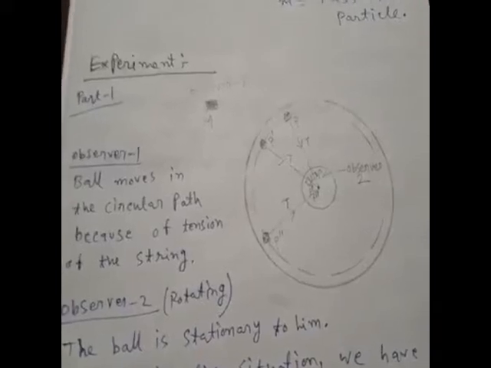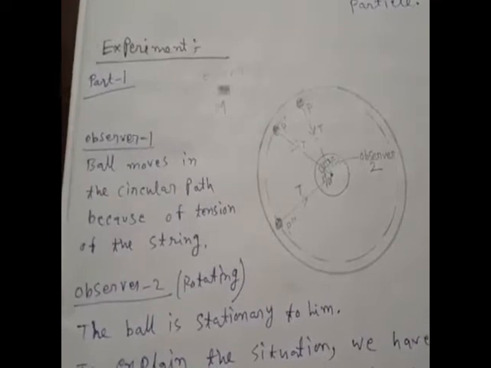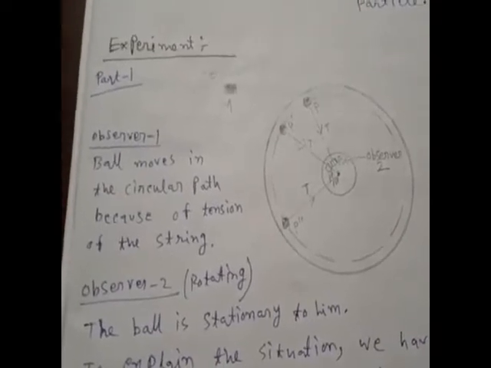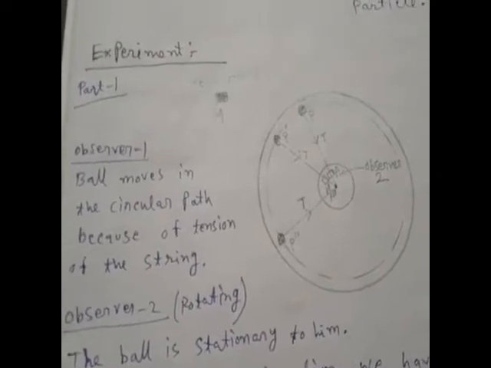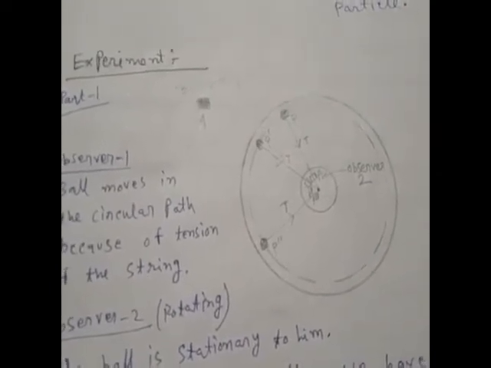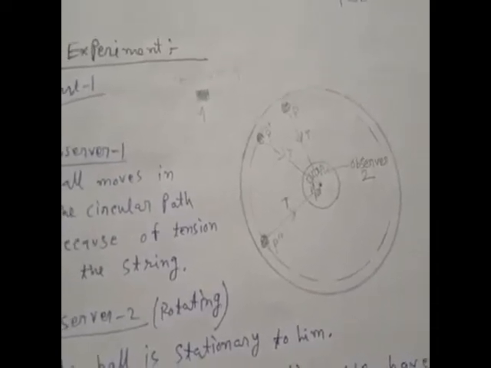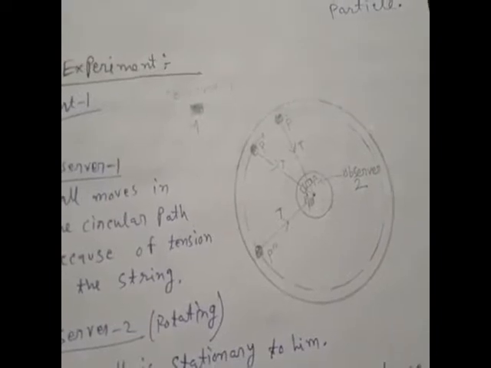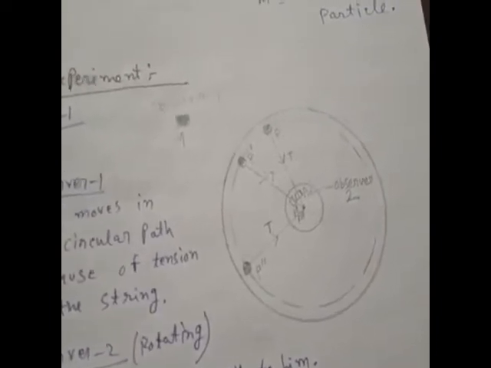Now we are going to discuss an experiment to understand properly the centrifugal force and centripetal force. This is a merry-go-round and a ball is tied to one end of a string, and the other end is tied to the center of the merry-go-round. Initially the platform is stationary. Now it starts rotating. Okay, now what happened?